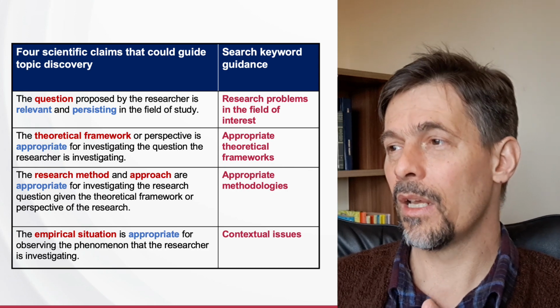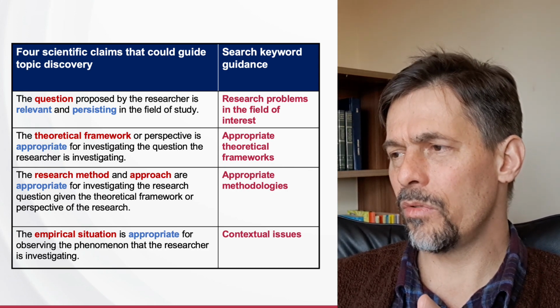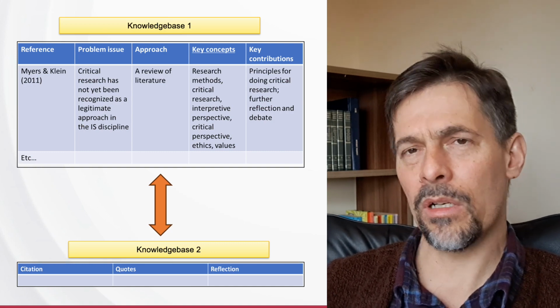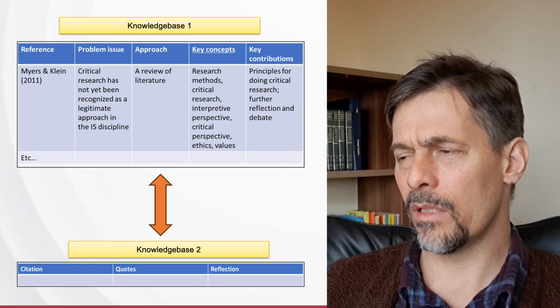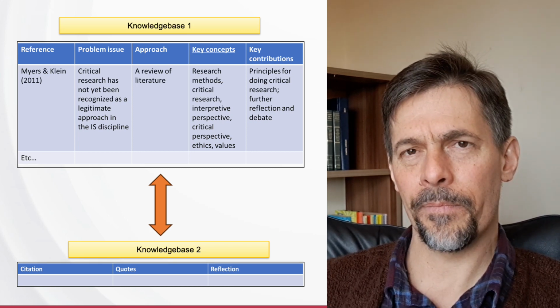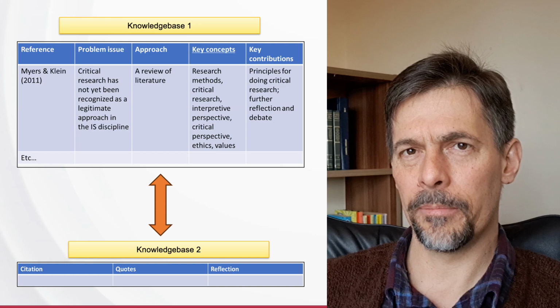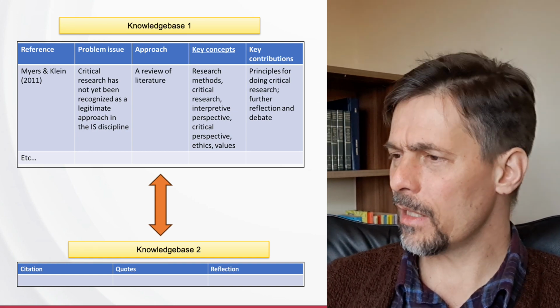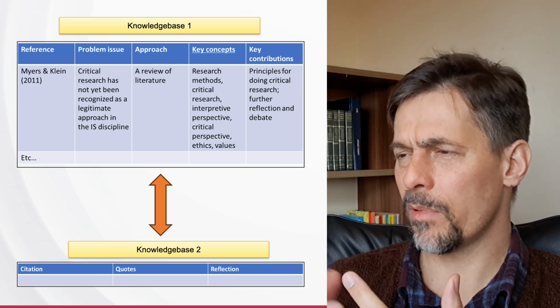Now, at the end of the day, as you do your literature searches, as you identify, organize, reflect and summarize, you want to come up with two knowledge bases. Now this can be a Word document. It could be something that you do in an Excel spreadsheet. You could use Mendeley to organize yourself. But basically what I'm showing here now is two types of knowledge bases.